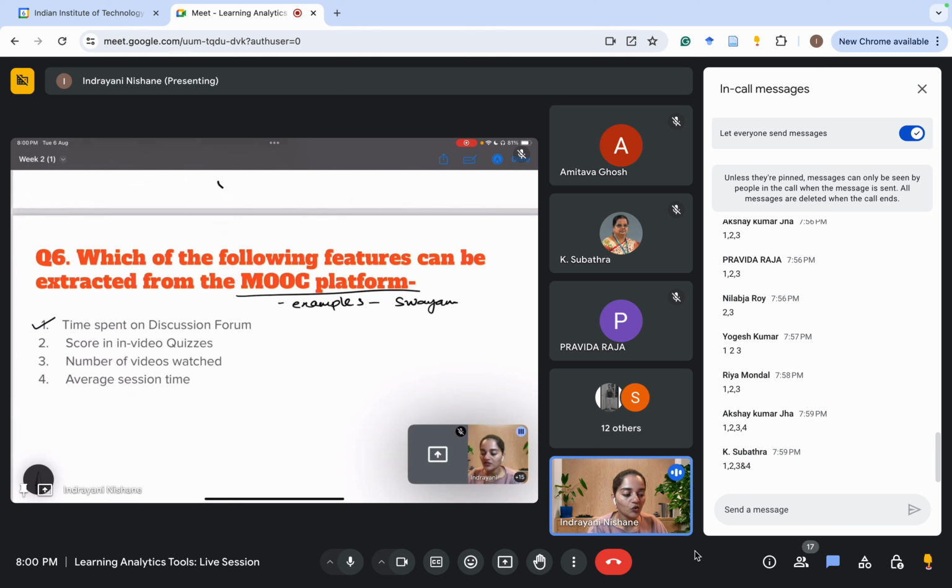Option 2 is score in video quizzes. In Swayam there are no in-video quizzes, but there is one type of media which is called H5P content. H5P allows us to embed questions into video.